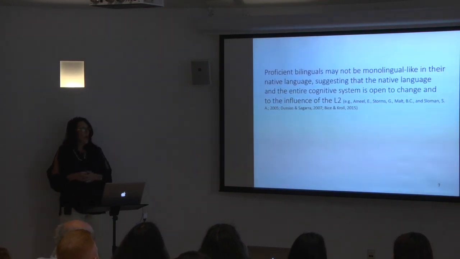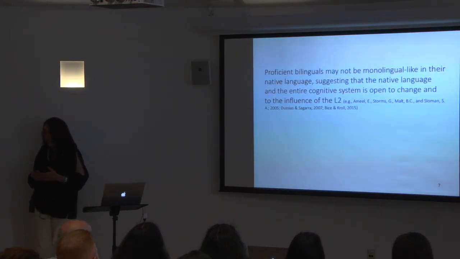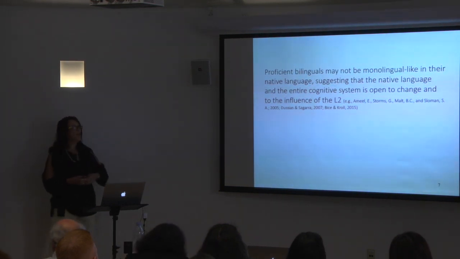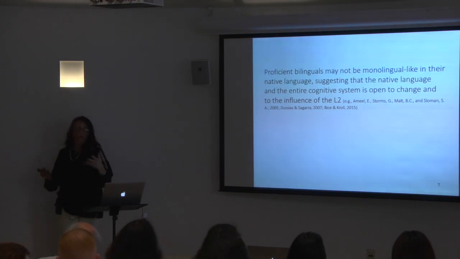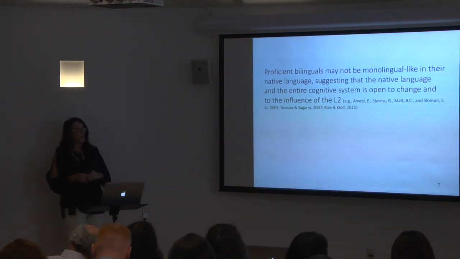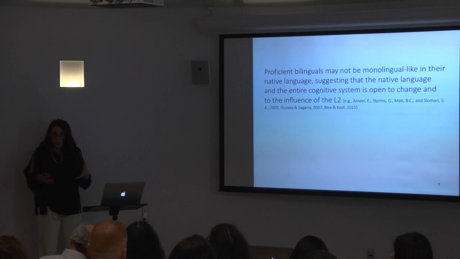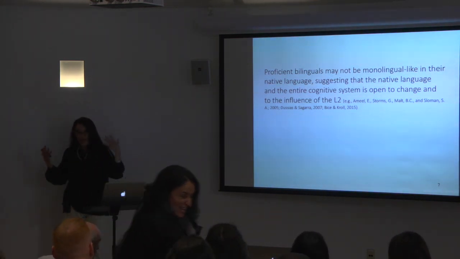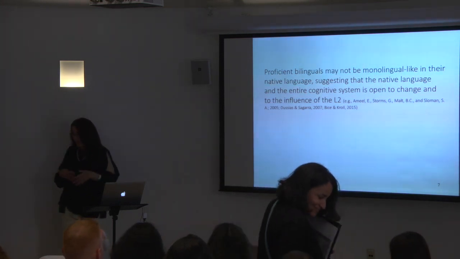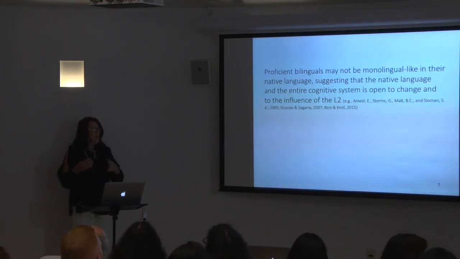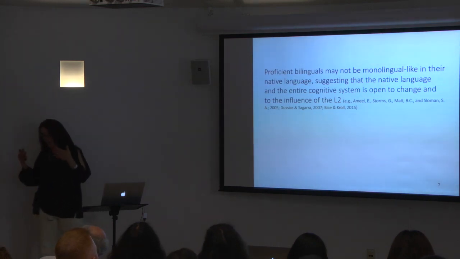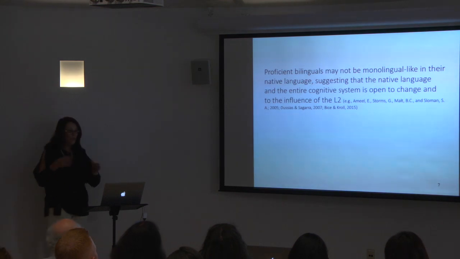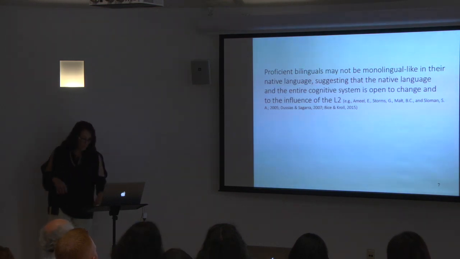And so what we actually know, and what I'm going to be talking about and the research that I will be showing you today, will try to illustrate that proficient bilinguals may not be two monolinguals in one brain, and that they may not be like native speakers in their native language once they've learned a second language, suggesting that the native language and the entire cognitive system is actually open to influence from the second language.